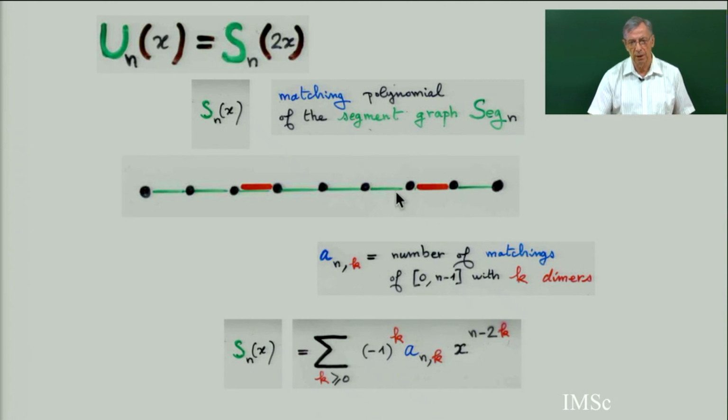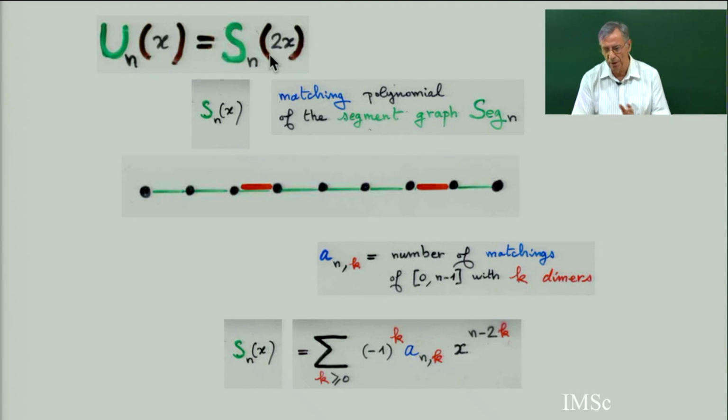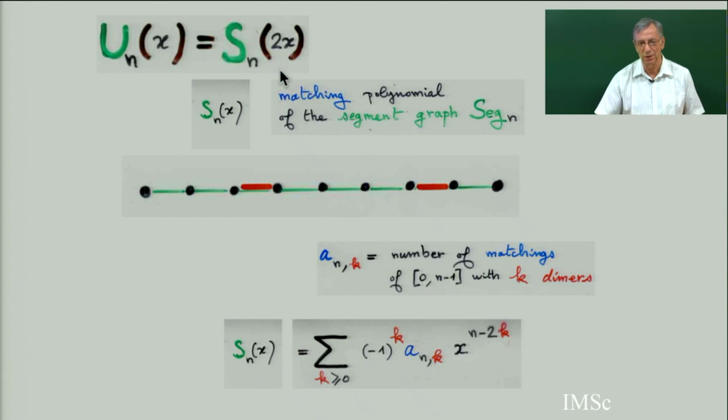This is the defined polynomial. And then the relationship between the Chebyshev polynomial of the second kind and the matching polynomial is very simple: you replace x by 2x. So it's almost the same, but the matching polynomial is monic, while for the Chebyshev polynomial of the second kind, the coefficient of the biggest degree is going to be 2 to the power n.